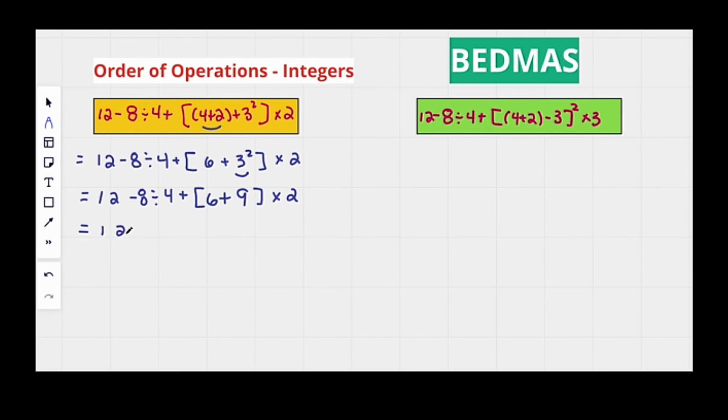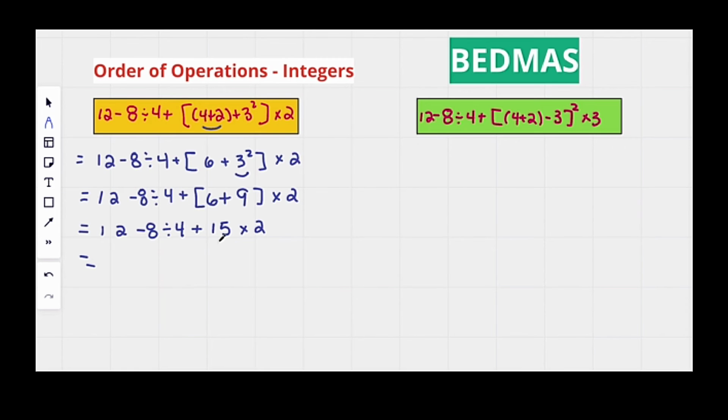So let's bring everything over and let's solve for the bracket. So divided by 4. And now we have a number here, which is going to be plus 15 times 2. Okay, so let's continue here. So continue with BEDMAS, and what do we have next? So we've got 12 minus 8 divided by 2 plus 15 times 2. So what do we do in BEDMAS?